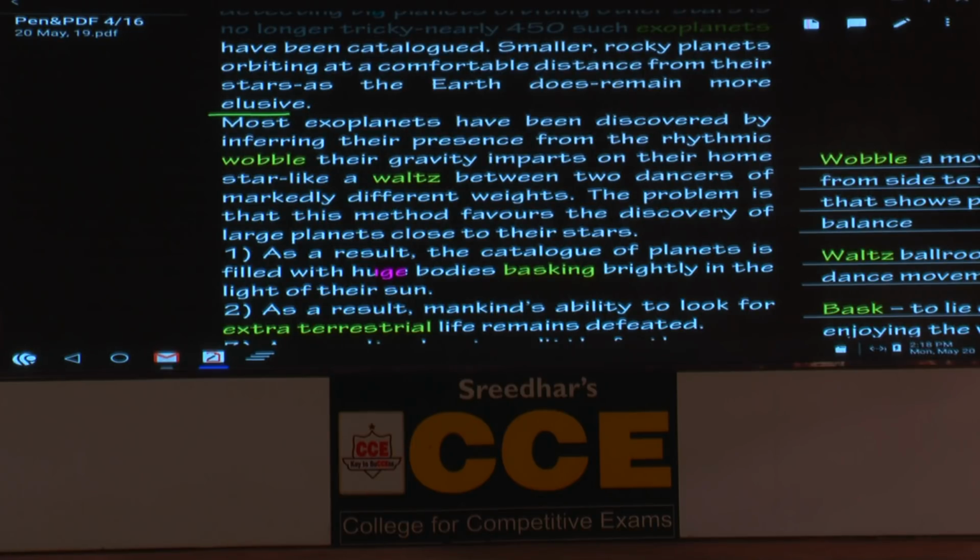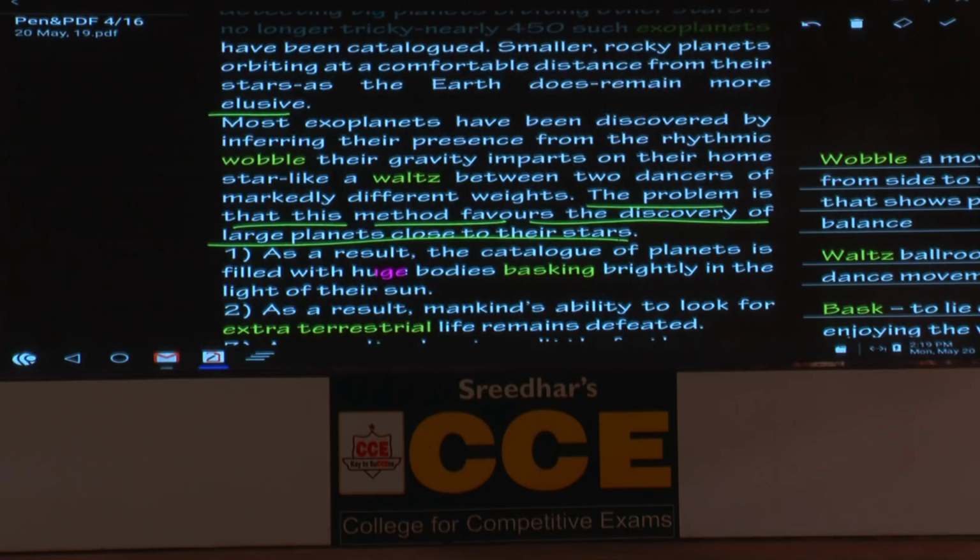Para completion, 2 things are required. One is you have to understand the context, first and foremost. Second, you should focus on the last sentence. What does it talk about? Based on that, you should see for the continuity and select the one more sentence to complete the paragraph. Please underline the last one. What is the problem here? The problem is that this method mentioned in the previous sentence favors the discovery of large planets close to their stars. The clue is what?